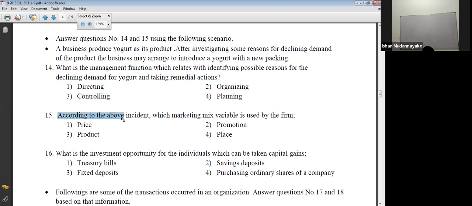According to the above incident, which marketing mix variable is used by the firm? What's the answer for question 15? Yes, Tarun, correct. Yashadu, correct. You need to check the answer again. Which marketing mix variable is used by the firm?